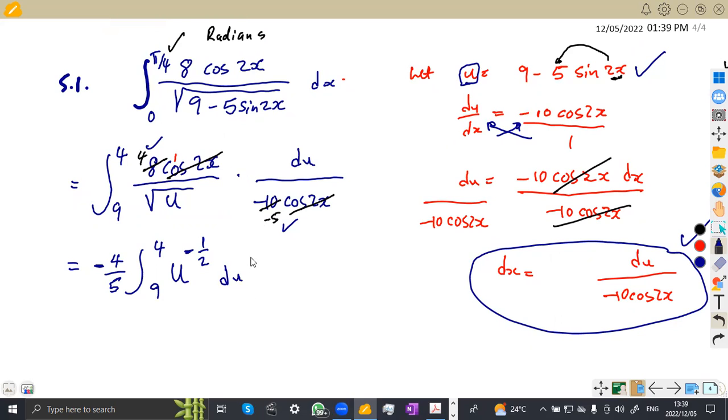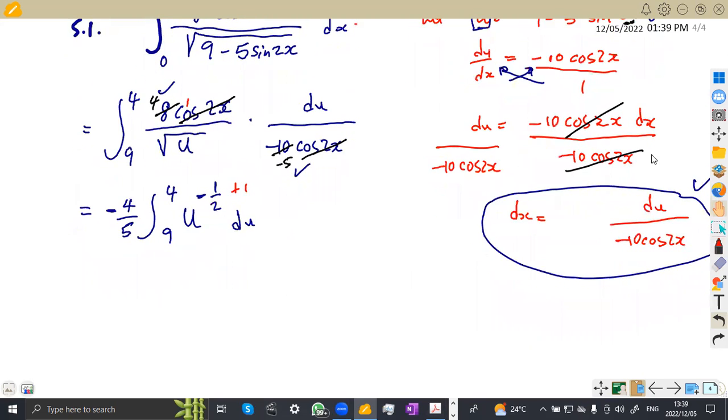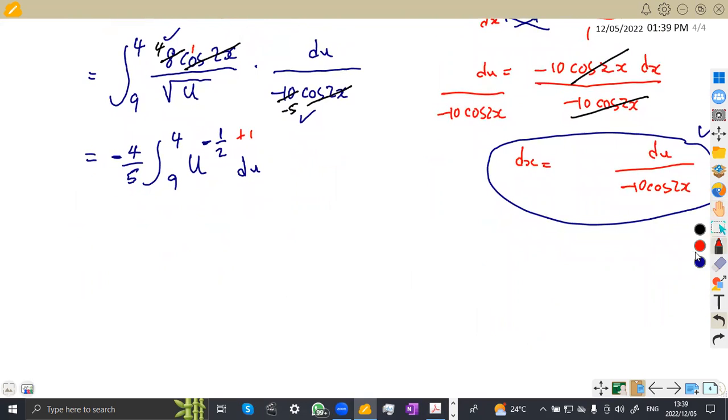So it now becomes easier because it's just integrating u to the exponent of negative half. Remember, integration, you have to add 1 there. And if we are to add 1, that's negative half plus 1, which is a half. So we are going to have this expression as negative 4 over 5 times, we have integrated this, we have got u to the exponent of a half, divided by a half, with the limits 4 and 9.